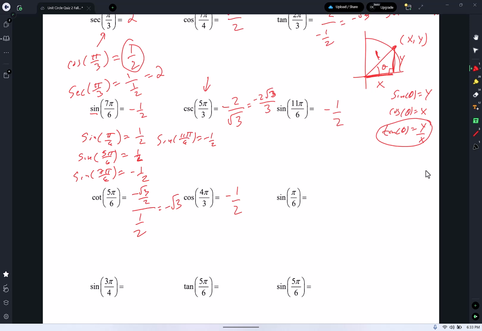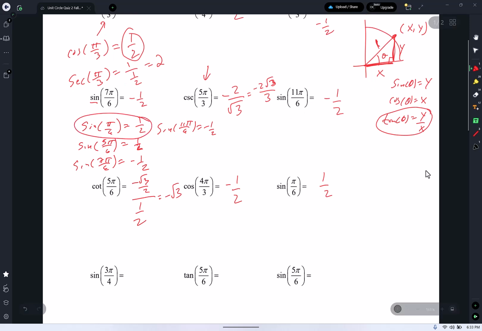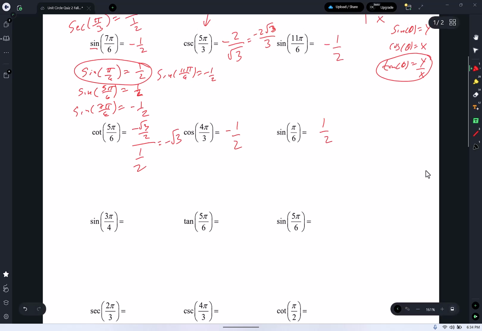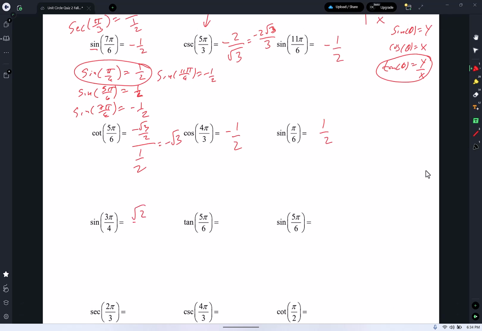Sine of pi over 6, that's a y value. At pi over 6, that's going to be a half. It's right here. Sine of 3 pi over 4, that's a y value. I'm in quadrant 2. The y value in quadrant 2 is positive, so square root of 2 over 2.